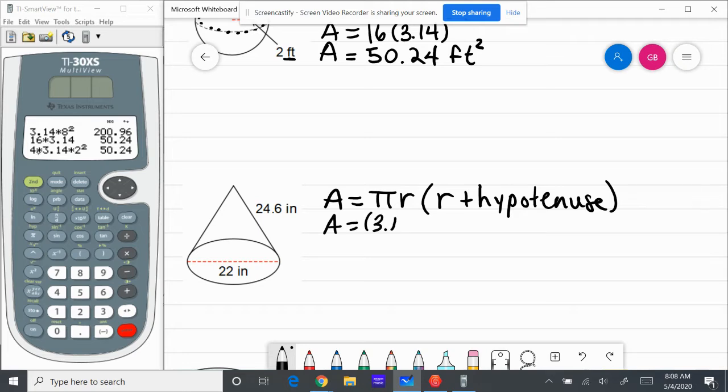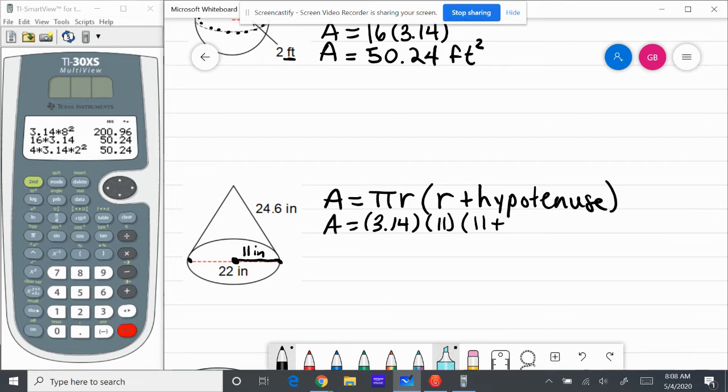Okay, so let's start substituting. Pi is 3.14. R is the radius. Now be careful here. 22 is from end to end. So 22 is actually the diameter. So make sure you look at the picture closely. So if 22 is the diameter all the way across, the radius is half of it. Okay, so the radius is 11. Okay, times r again, we have 11 plus the hypotenuse.